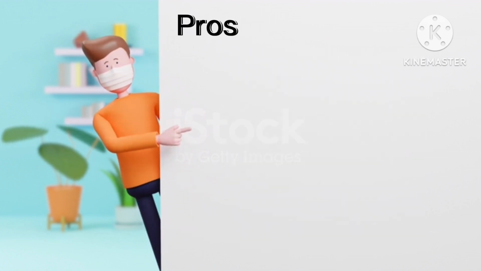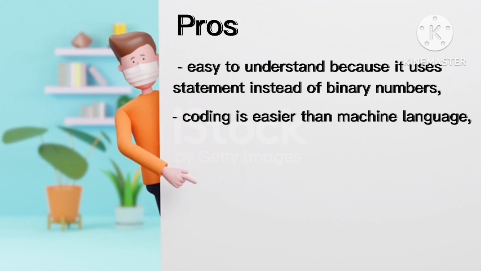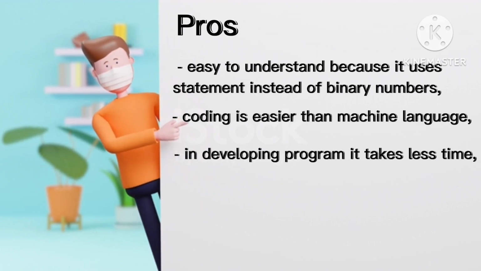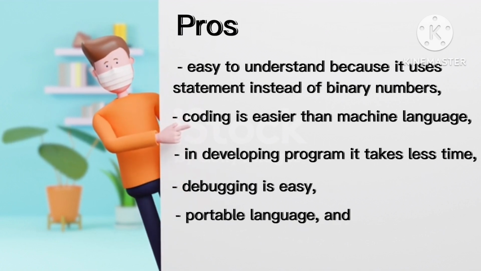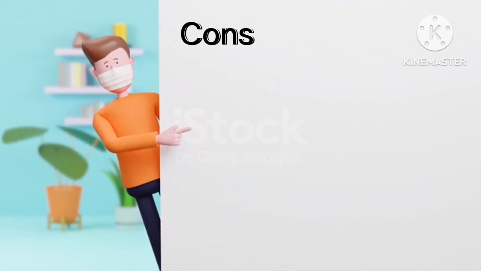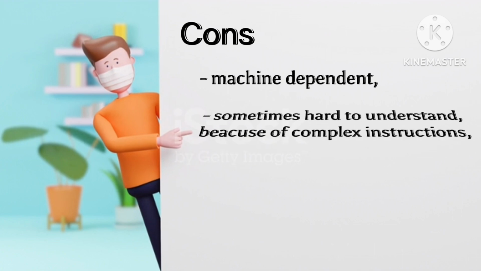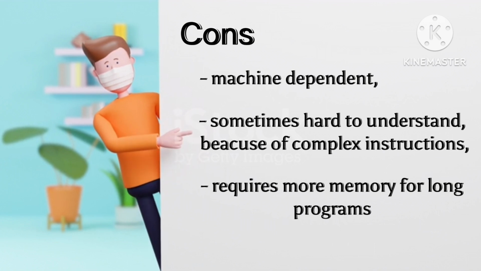Pros of assembly language. First, it is easy to understand because it uses statements instead of binary numbers. Coding is easier than machine language. In developing a program, it takes less time. Debugging is easy. It is a portable language, which means we can copy instructions and use them in other computers, and it is not required to keep track of memory locations. Cons of assembly language. Machine dependent. Sometimes hard to understand because of complex instructions, and it requires more memory for long programs.